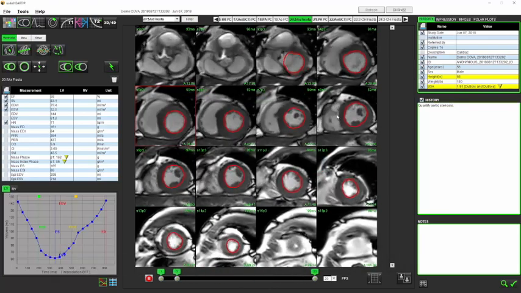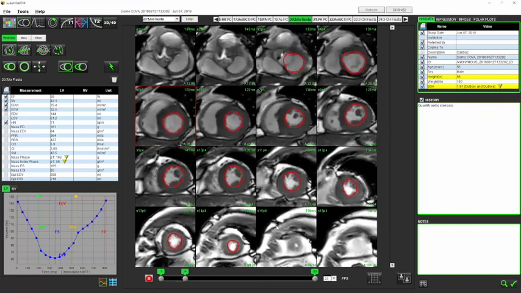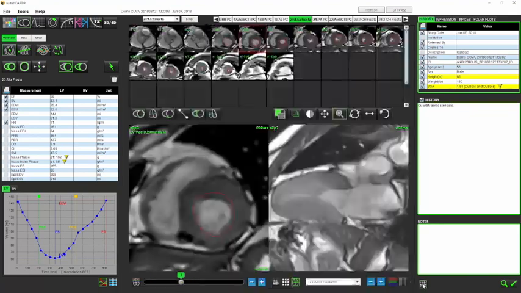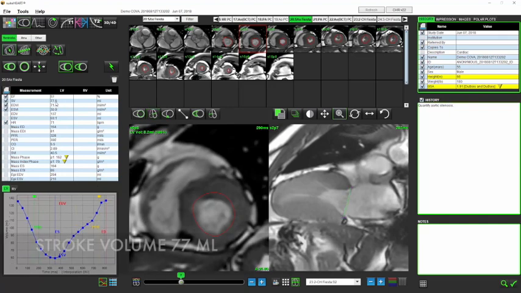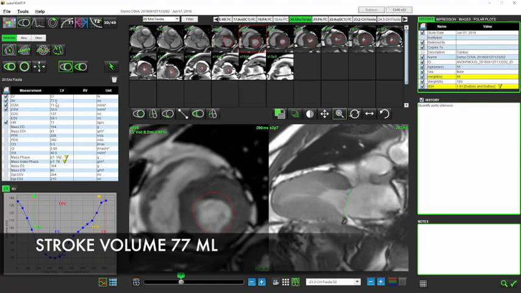Now here are the results of the automatic segmentation. You can see the segmentation is good, and I'm going to go ahead and now focus on a long axis image here, and I'm going to draw the basal line, which shows where the left ventricle ends. And you can see we're getting a stroke volume of about 77 milliliters.